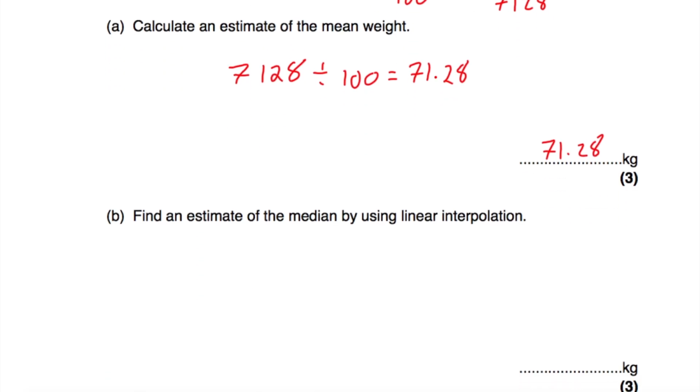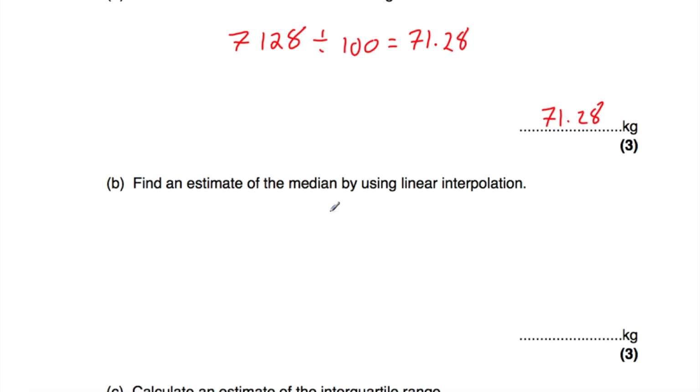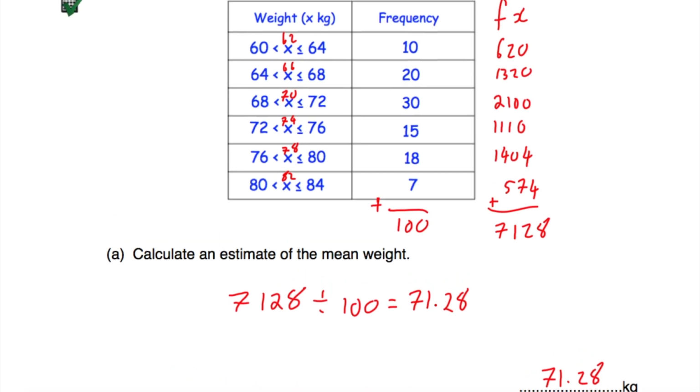Okay, part B. Part B says find an estimate of the median by using linear interpolation. So we're using this linear interpolation. Considering the first part, we knew there was 100 players and we're going to divide that by 2. So we're going to look for the 50th value. And remember, because it's grouped data, it's an estimate anyway. So that's why we're going for the 50th value.